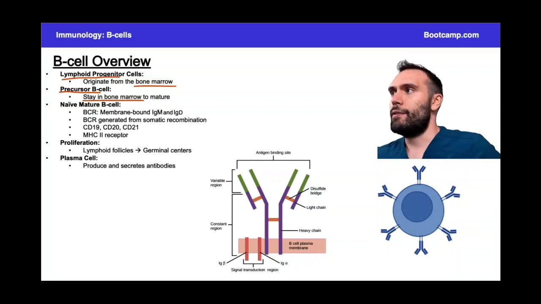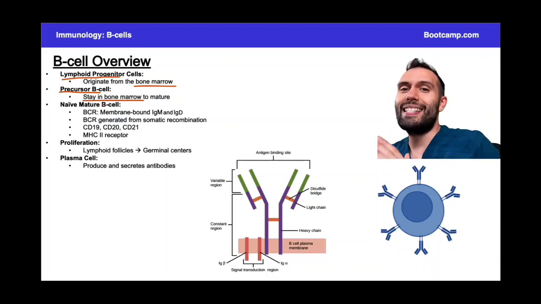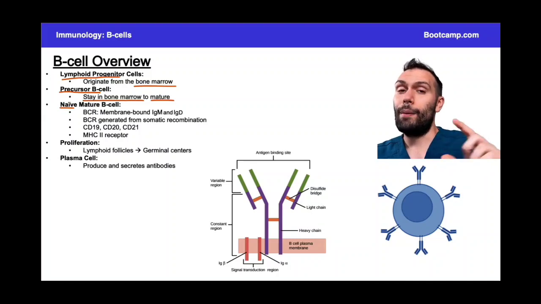Now, once these B cells mature, there is a process that goes along with that, but it's not particularly high yield for step 1. Again, you might cover it in your immuno courses, but not particularly high yield for step 1. The big thing here is that once these B cells stay in the bone marrow and mature, they become naive mature B cells. Now be careful with your terminology here. Remember, naive means that this particular B cell has not come into contact with its antigen.